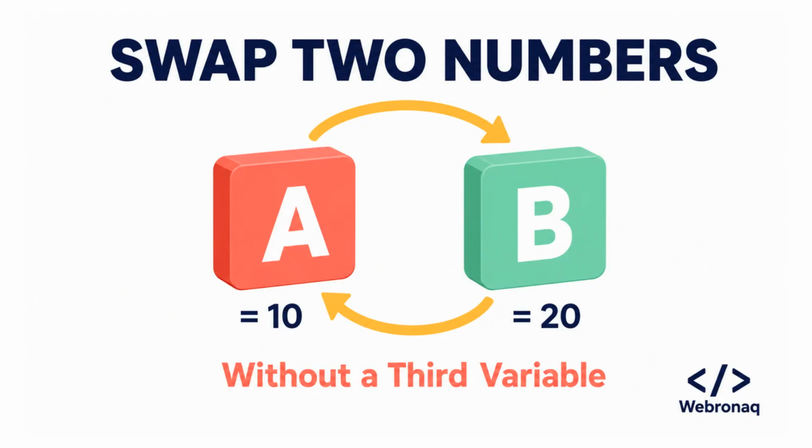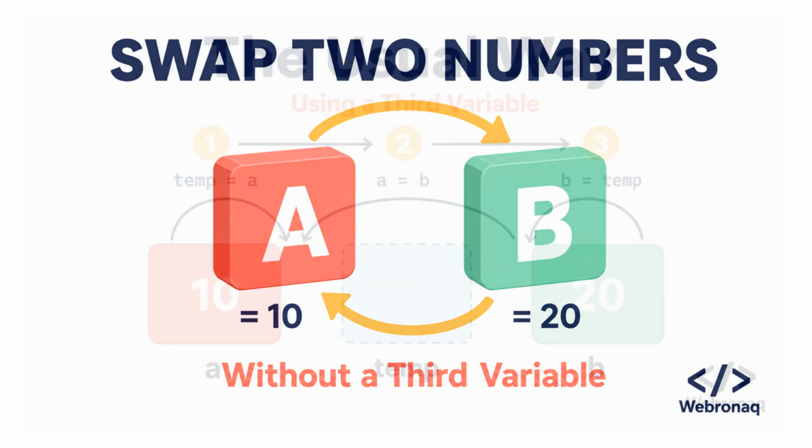And we're not going to stop at one method. I'll show you two completely different ways to pull this off. One using simple math, and another using a bit-level operator that feels almost like magic once you see it. Let's start by understanding why we even need a trick in the first place.